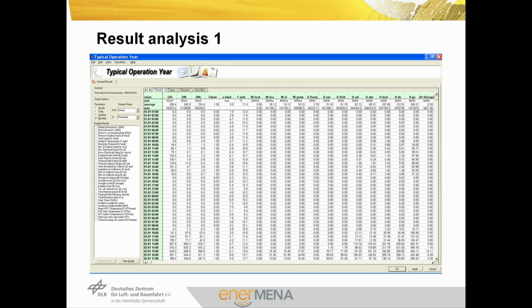The results are given on the one hand side as data table, similar to an Excel format, subdivided for hours, days, weeks and months. And the first 3 lines contain the information about the average value and the sum for the whole year. So many columns are given here, many different output data explained on the left-hand side. And there is 1 row for each hour of the year if you go into this hourly table.